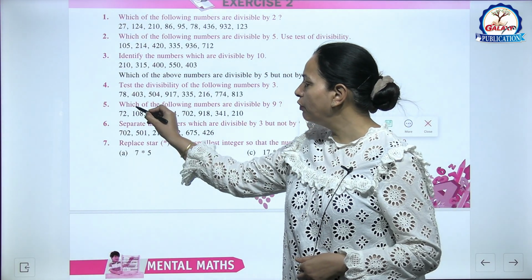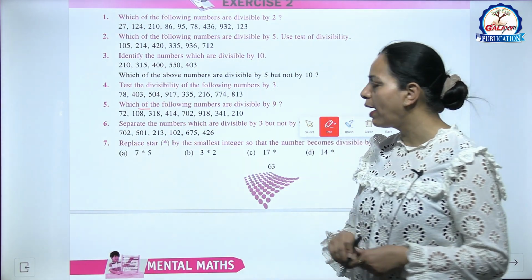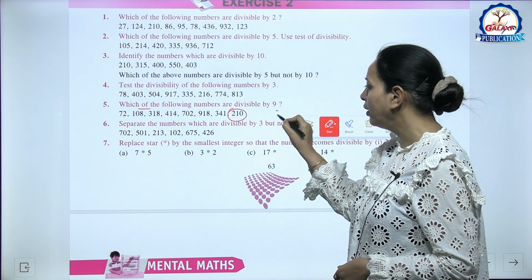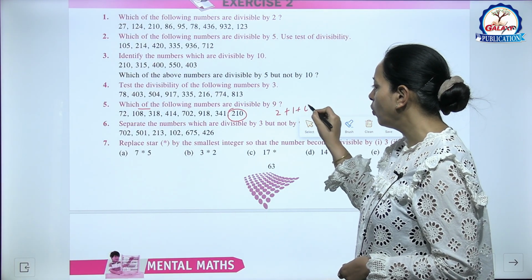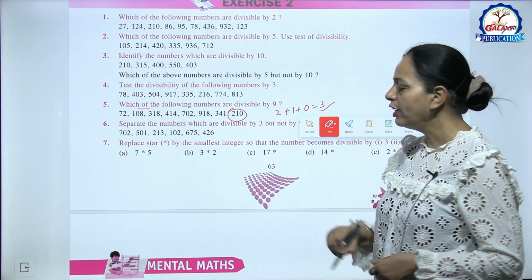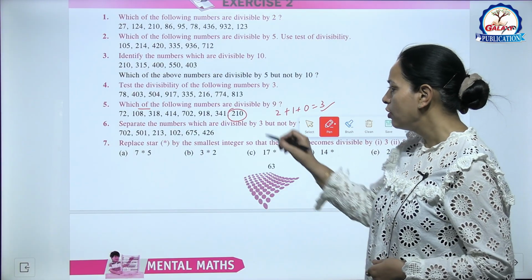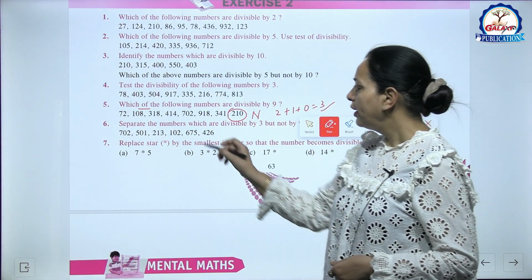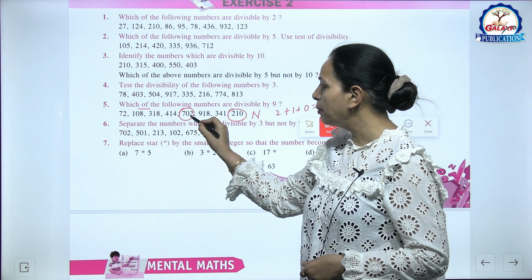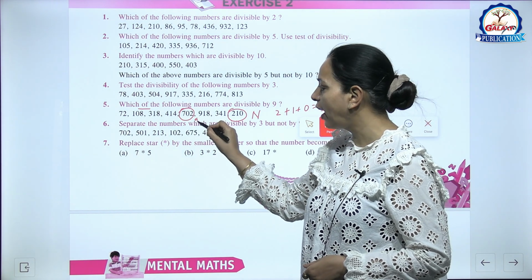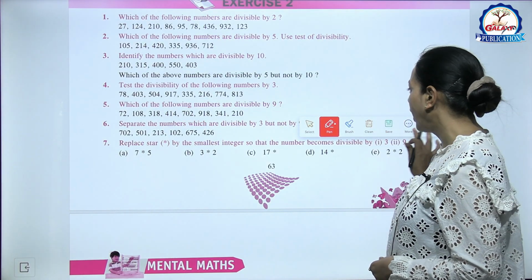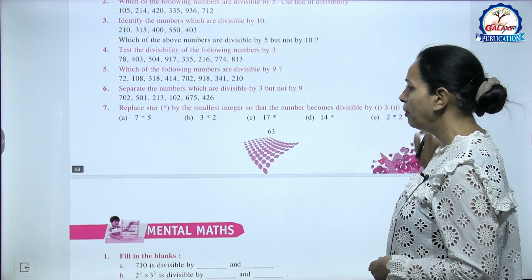Now the fifth one, which of the following numbers are divisible by 9? Again take the sum of the digits, like 210, 2 plus 1 plus 0, this is 3. But 3 is not divisible by 9. So this number is not divisible by 9. Like this 702, 7 plus 0 plus 2, sum is 9. So yes, this number is divisible by 9. Similarly, you can try remaining parts.